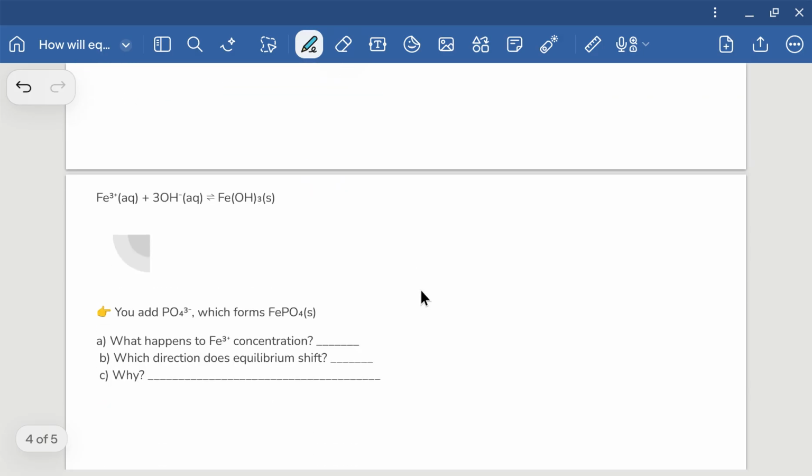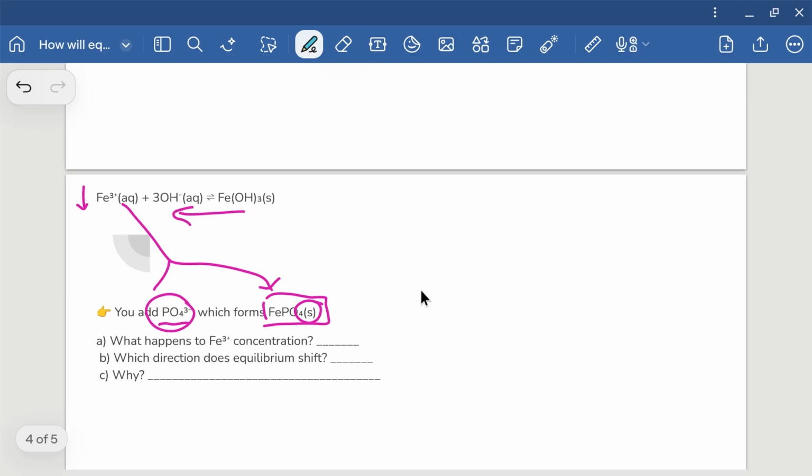Okay, here is one more, and we have our equilibrium system, and we are adding PO4 3-. Again, this is something that you're not seeing directly in your equilibrium system. So instead, what can we take out? It's giving us this extra information that FePO4 will form a solid. So when Fe3+ gets close to this ion, they're going to come together and form this solid. So if that is happening, it means Fe3+ has to leave the system to form the solid. And if you're leaving, you are going to shift to the left.